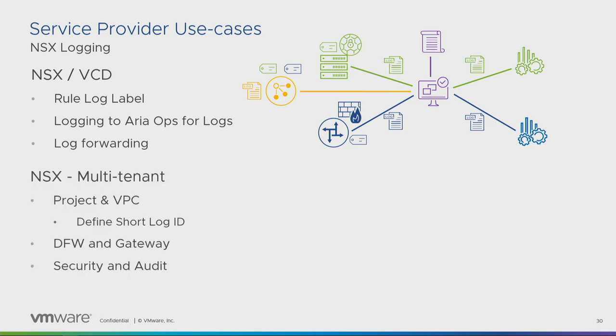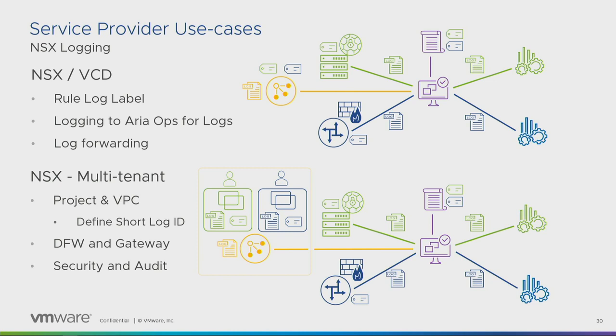So the new way in NSX multi-tenancy, so on a project and/or a VPC configuration, the admin defines a so-called short log ID. And this log ID is implemented in every firewall rule created in these constructs.